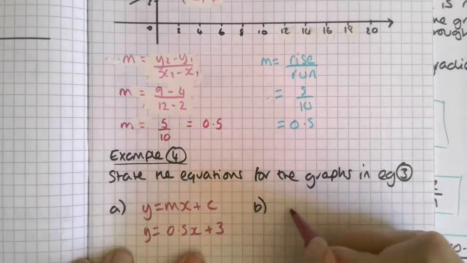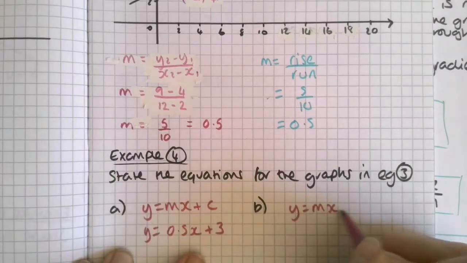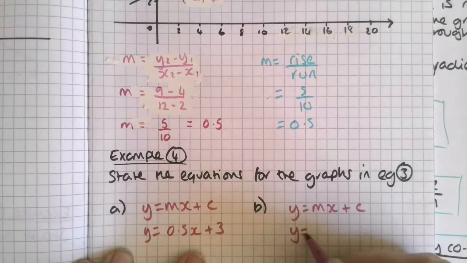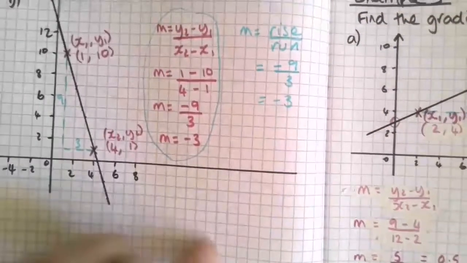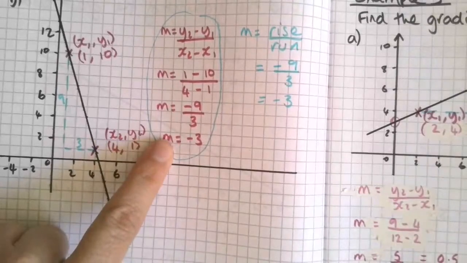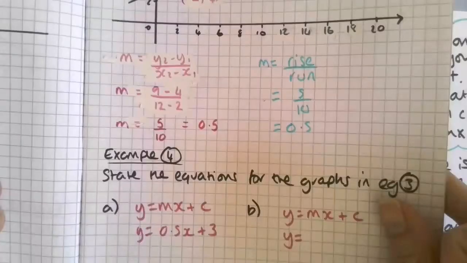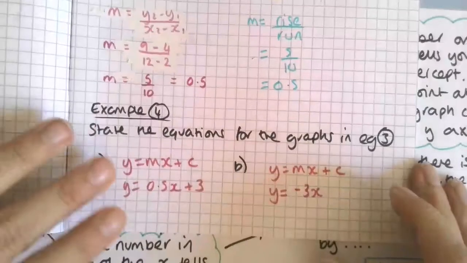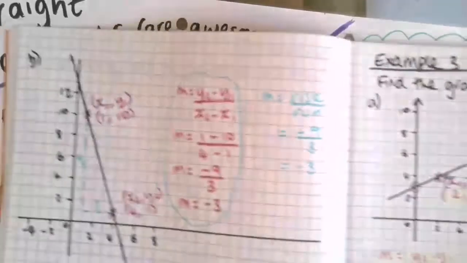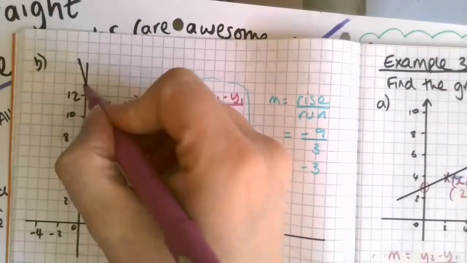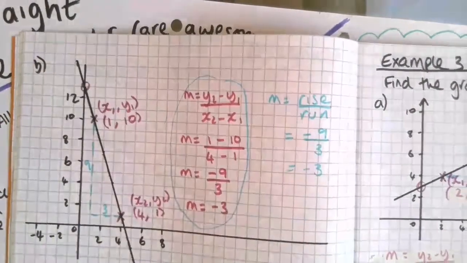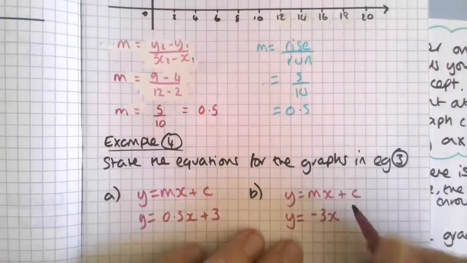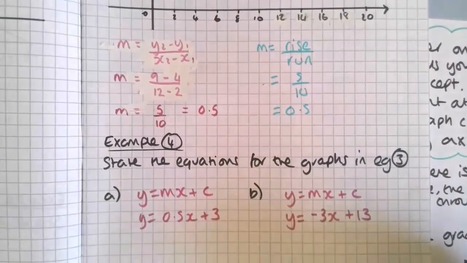Then for B, y equals mx plus c. So m is the gradient. Let's look back over at B. So the gradient in this one was minus 3. So y equals minus 3x plus c, the y-intercept, which is here. So that's 13. Okay.